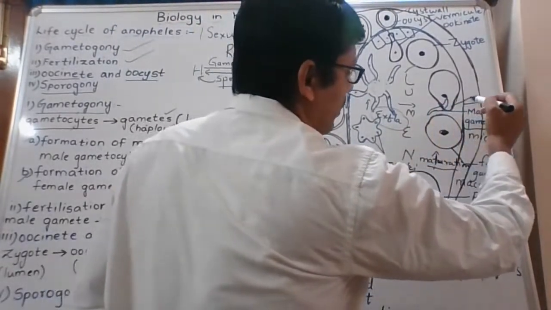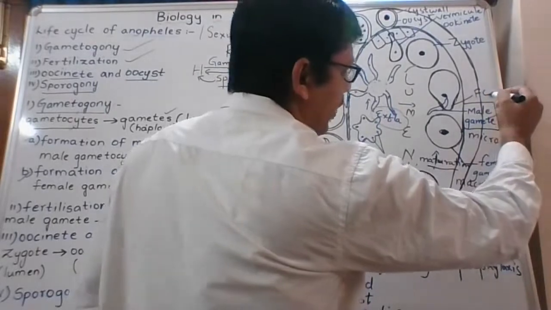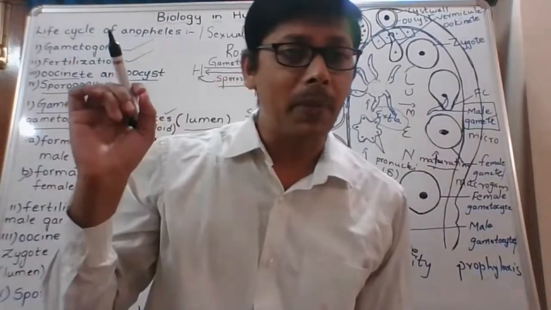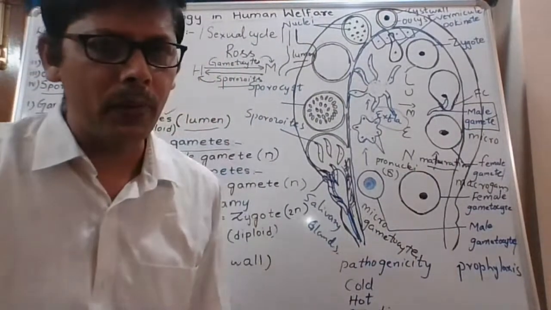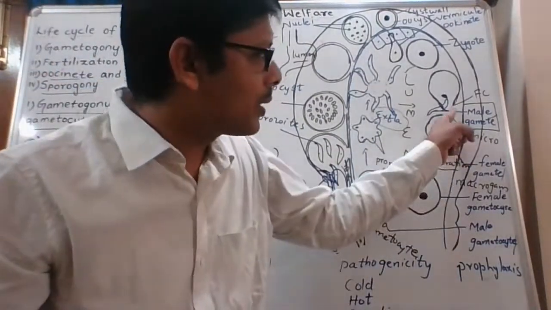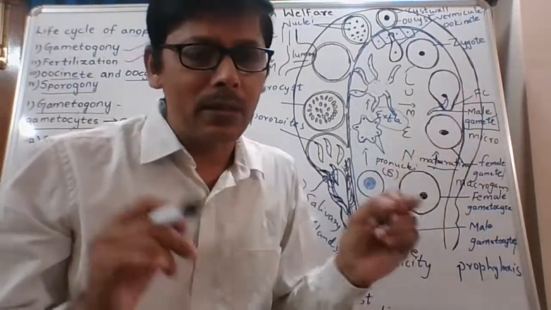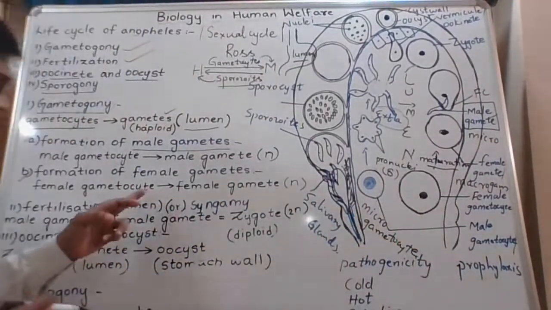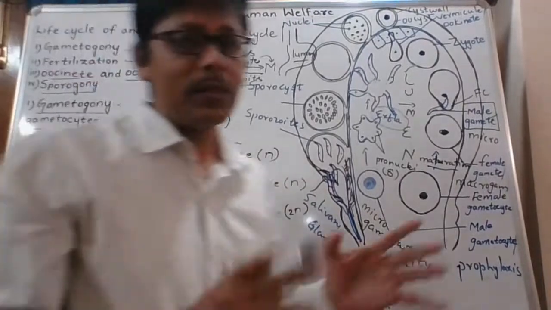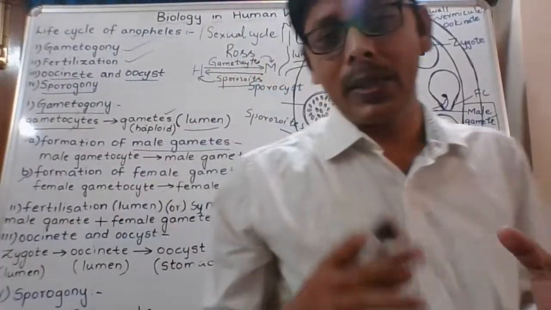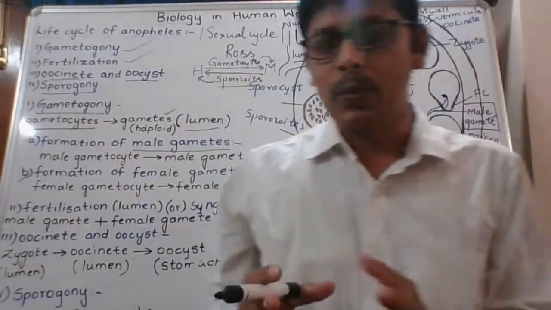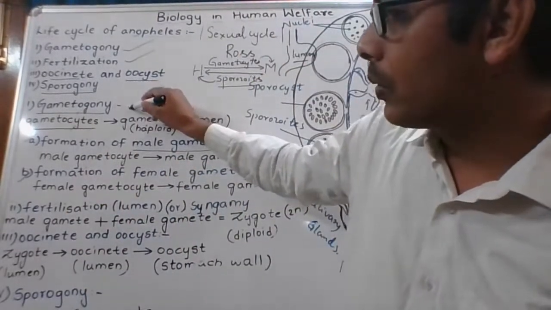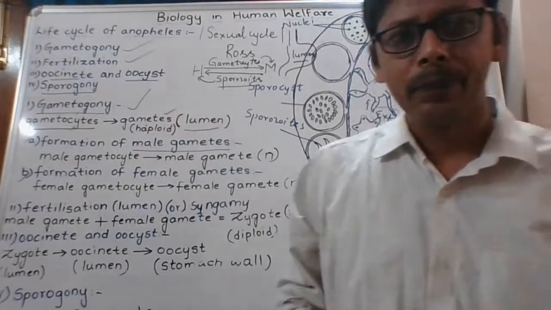This is called the fertilization cone. This is the place where the male gamete enters the female gamete. That's about the formation of female gametes. With this, the first step in the sexual cycle of Plasmodium in the mosquito is completed. That is, gametogony is completed.